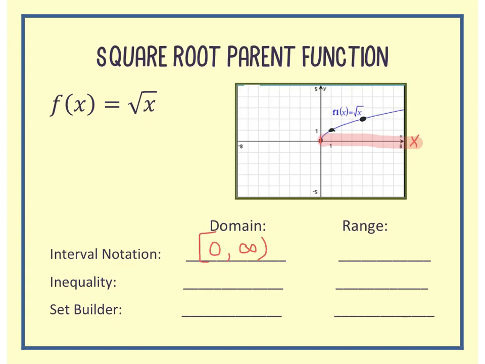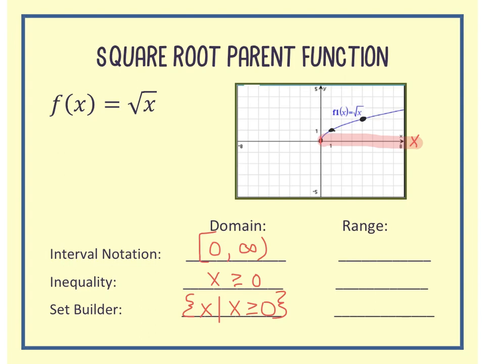Now, how do we write that in inequality? Well, x is from 0 to infinity, so we can just say that x is greater than or equal to 0. x can be any number as long as it's 0 or greater. Now, don't forget that the bracket represents that it can be equal to it. Set builder, we do our curly bracket, x such that, the straight line means such that, x has to be greater than or equal to 0. So inequality and set builder are very, very similar.